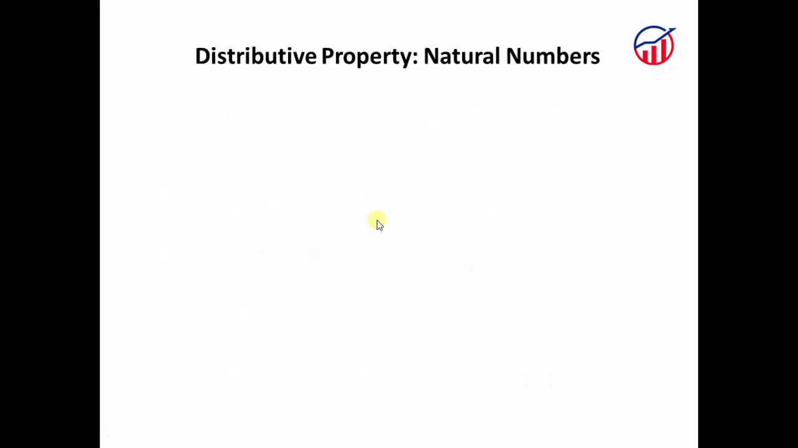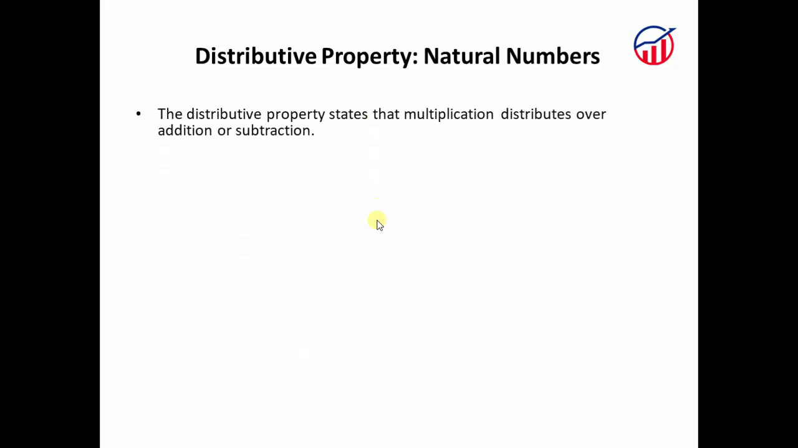Finally, let's move on to the distributive property for natural numbers. And what does it state? The distributive property states that multiplication distributes over addition or subtraction. So what does this mean? Let's take an addition example over here. So multiplication distributed over addition. Let's see how, with the equation.